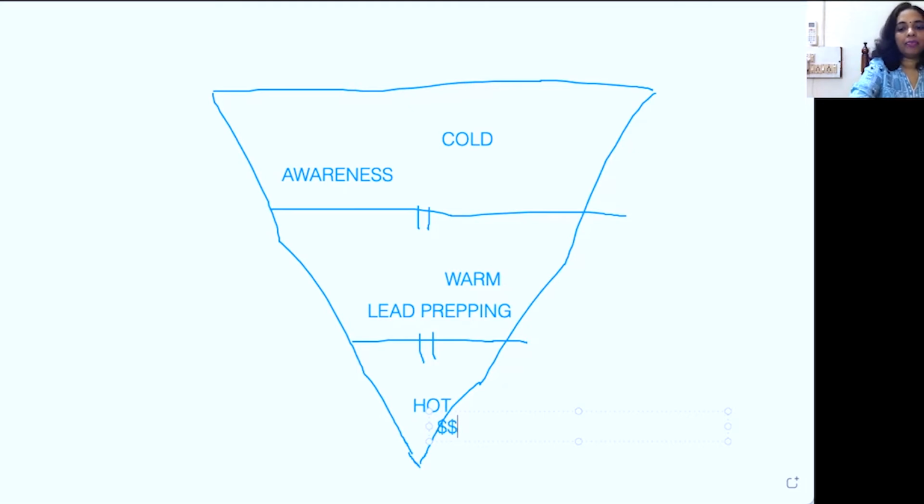Now, the end of the sales funnel is the most interesting because this is where you make the moolah, right? So this is where conversion or the actual sale happens in this phase. So that means you have made sure that a lot of people have come onto your website. They have filled in their contact details, you have kept in touch with them, and then you have pushed them into the next phase, which is lead prepping. And then finally, they trust you enough to buy from you.